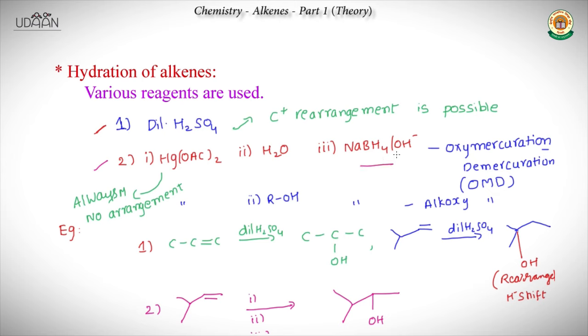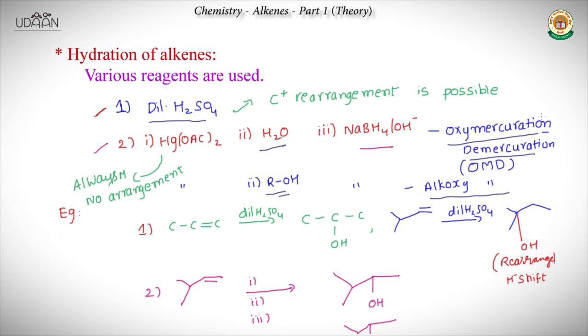That's a basic medium. Now you can even add alcohol in place of water, and the first one is called oxymercuration demercuration. If you use alcohol, it's called alkoxymercuration demercuration. Now, for the first one, that's dilute H2SO4, the intermediate we obtain is a carbocation, and you also know that for a carbocation intermediate, rearrangement is possible. You mean hydride shift or others? Hydride shift or even methyl shift if possible.